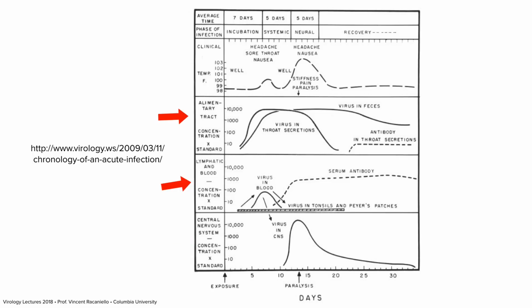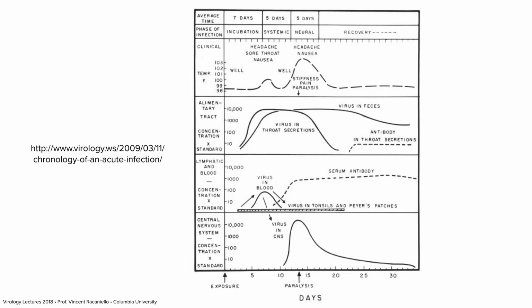So you can see after about a 7-day incubation period, there's a spike of temperature associated with headache, sore throat, nausea. Most people get better after that and never get polio. So they would never think they had polio. Some people, the virus continues to replicate, and there's a second spike in temperature associated with more headache, nausea, stiffness, pain, and paralysis. So there the virus is getting into the central nervous system.